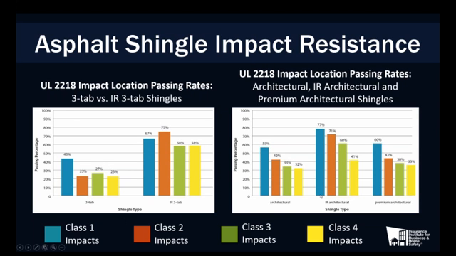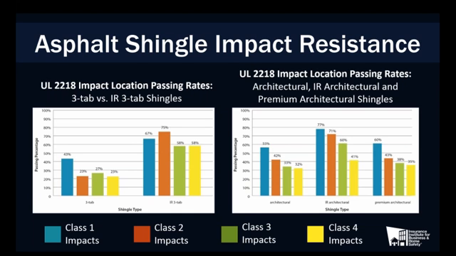On the right side of the screen, we did the same series of testing, but we tested a standard architectural product, impact-resistant architectural products, and then a premium architectural product. Those premium products are generally marketed for aesthetic purposes, to give a richer, high-definition look, but they sometimes are thicker and heavier than a basic shingle, so we just wanted to see if there was any performance difference with that increased thickness and weight.